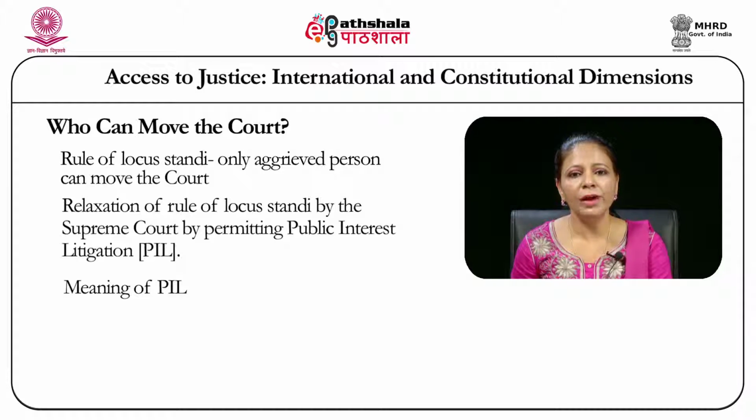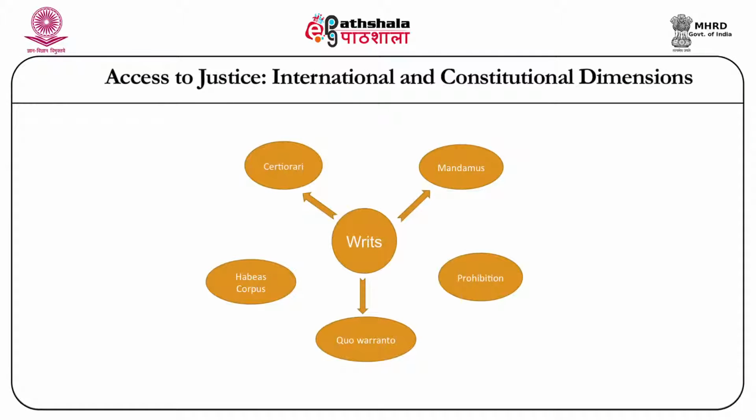There are 5 types of writs mentioned in Article 32 Clause 2 of the Constitution. These are writs of habeas corpus, mandamus, prohibition, certiorari and quo warranto.